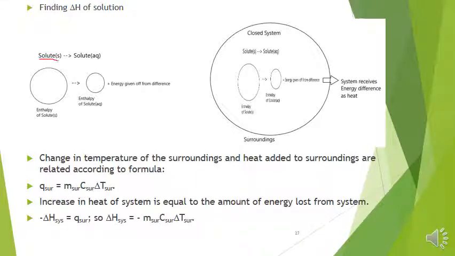So the idea is this: if you have a solute, and it's a solid, and you put it in water, and then it becomes a solute that's been dissolved. We're leaving out the water component because we're just looking at what happens to the solute. So the solute goes from a solid to aqueous. In a sense, kind of like a liquid. Though it's not technically a liquid, it's a mixture.